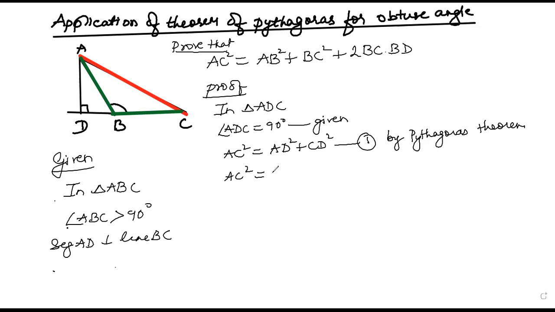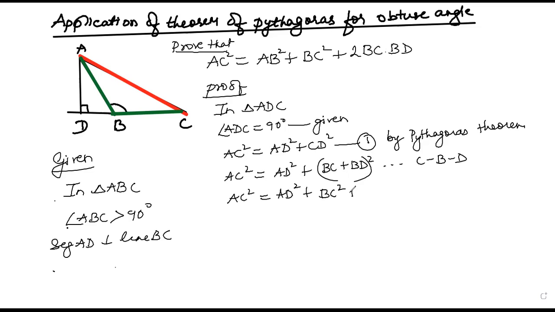So what will happen? AC square equal AD square plus, you can see this base CD, how it is split, BC plus BD, the whole square. CD is split as C, B, D. It got split like this. Now, you know the formula: A plus B the whole square is A square plus 2AB plus B square. So BC square plus 2BCBD plus BD square.